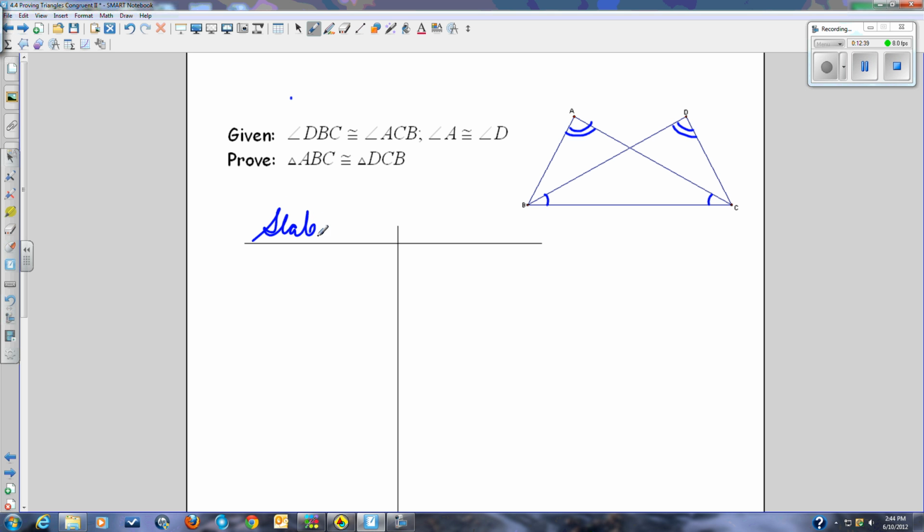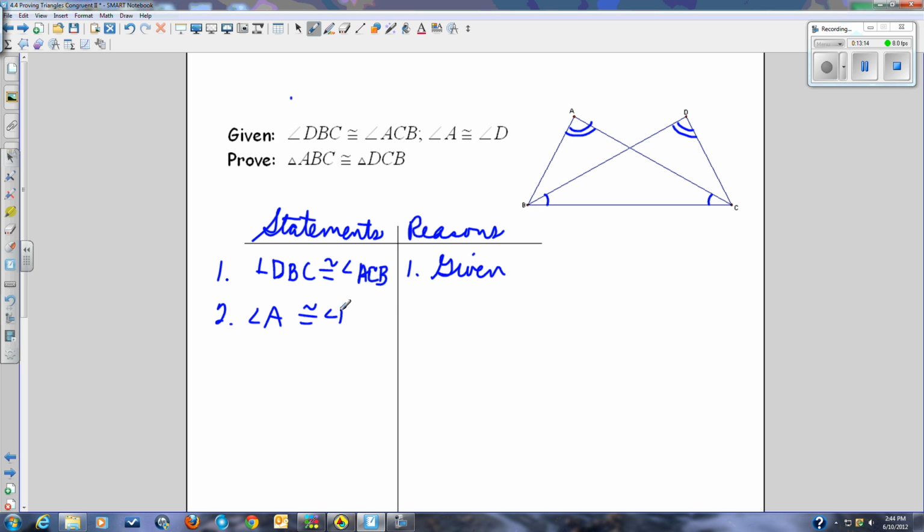So let's write out the statements and the reasons. Let's start with the given information. Angle DBC is congruent to angle ACB, and that is given. Number two, we know that angle A is congruent to angle D. That is also given.